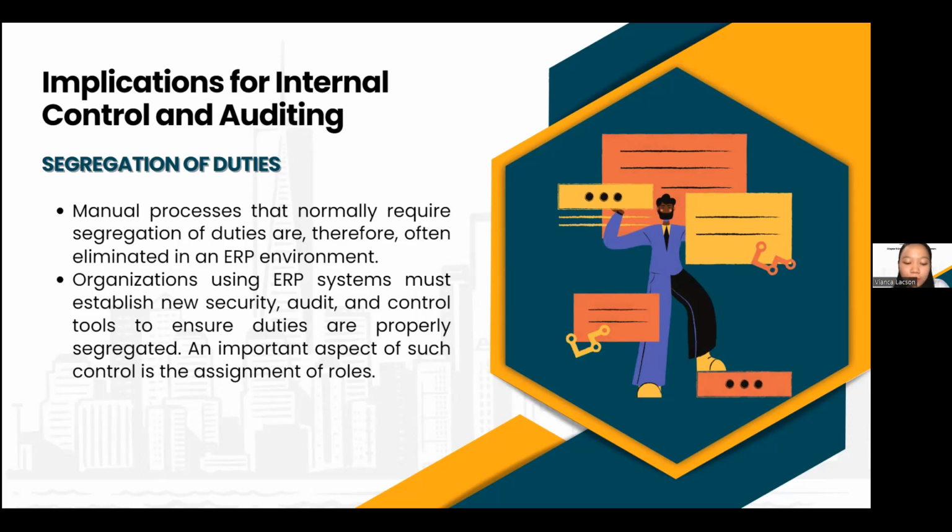Furthermore, ERP forces together many different business functions such as order billing and accounts payable under a single integrated system. Organizations using ERP systems must establish new security, audit, and control tools to ensure duties are properly segregated. An important aspect of such control is the assignment of roles, which will be discussed in a later section. Next slide, please.